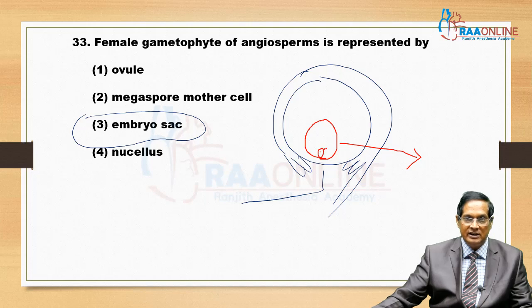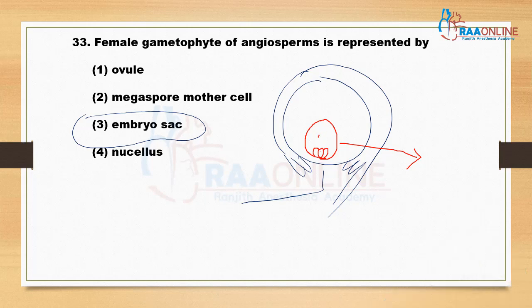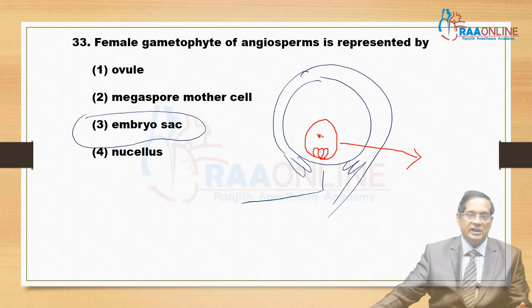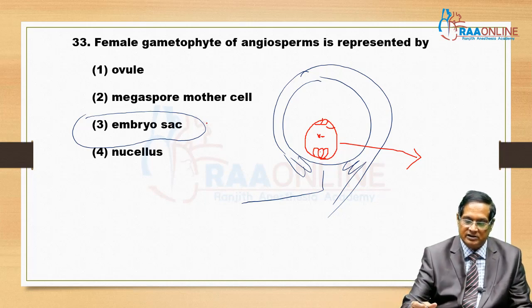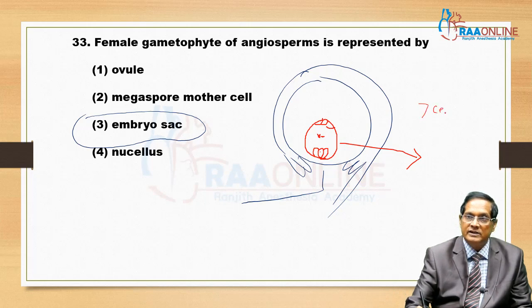comprising 7 cells. Cell number 1, this is the egg cell, this is the synergid, and this is the largest cell in which two nuclei are there. This is the 4th cell, known as the central cell, with 2 nuclei, and these are the antipodal cells, 3 antipodal cells. So count it: 1, 2, 3, 4, 5, 6, and this is the 7th cell. This is the 7-celled, 8-nucleated structure, the embryo sac.